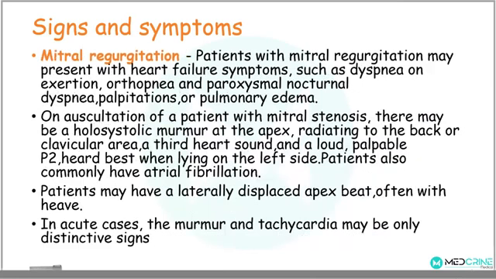In cases of mitral regurgitation, these patients may present with some normal heart failure symptoms, for example, dyspnea on exertion, orthopnea, paroxysmal nocturnal dyspnea, pulmonary edema, and palpitations. And on auscultation, these patients may have a holosystolic murmur at the apex that is radiating to the back or the clavicular area. A third heart sound and a loud palpable P2 may be heard best when these patients are lying on the left side.